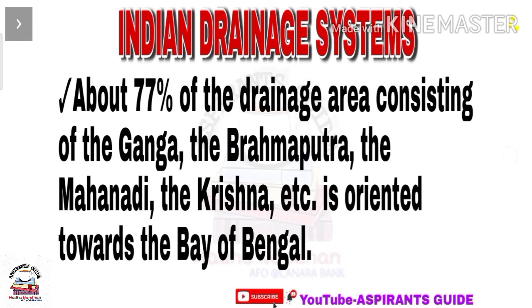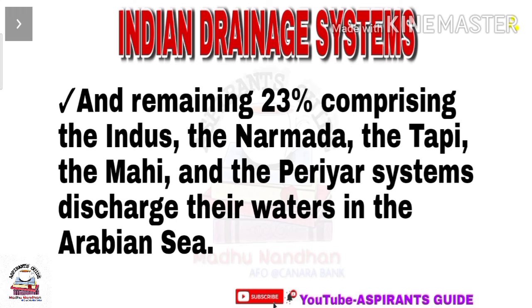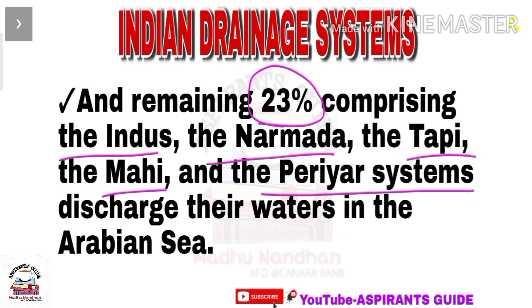Now we will see contribution of rivers to Indian drainage system. Nearly about 77% of the drainage area is covered by the water of the Ganga, the Brahmaputra, the Mahanadi, the Krishna, etc., which are oriented towards the Bay of Bengal. And the remaining 23% of the drainage area is covered by the water of the Indus, the Narmada, the Tapti, the Mahi, and the Periyar system, which shed their water into Arabian Sea.